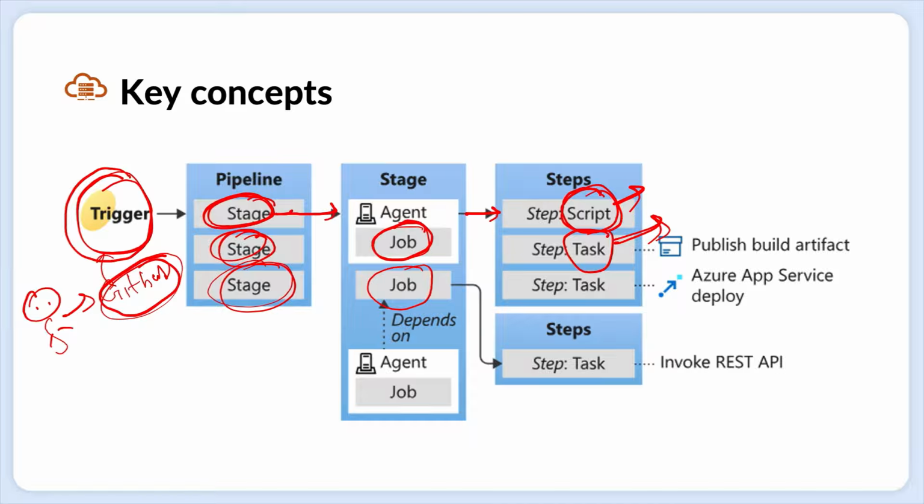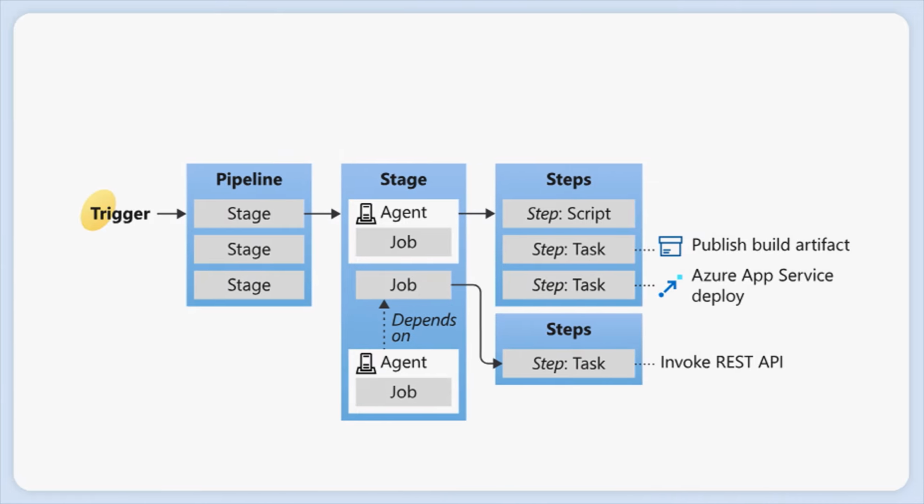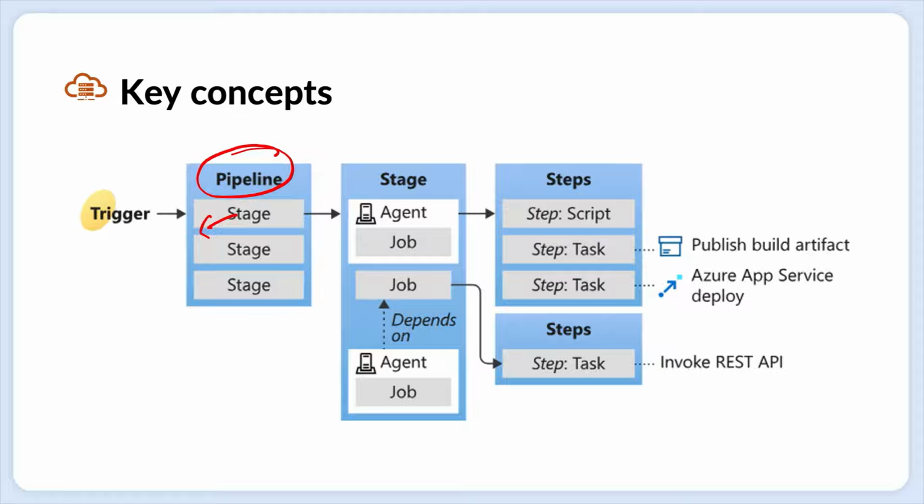Now let's try to understand this whole concept again. The way we understood this in the previous diagram, here you see we have this pipeline. This pipeline has different stages. Similarly, in Azure DevOps we have the pipeline, and this one pipeline could have multiple stages. This could be to build the application, this could be to test the application, and this stage could be to deploy the application.